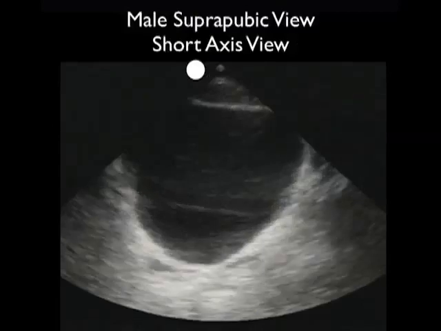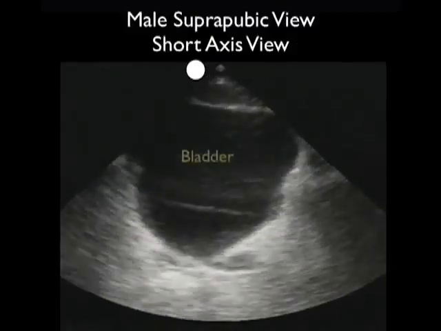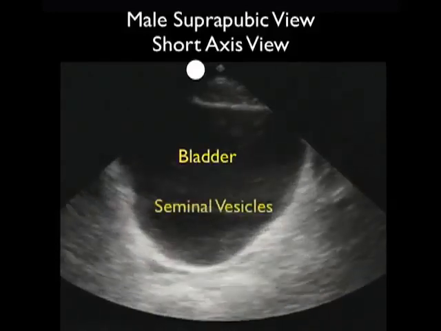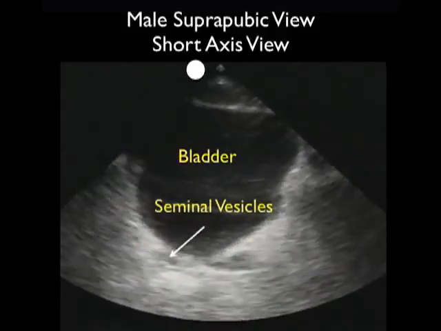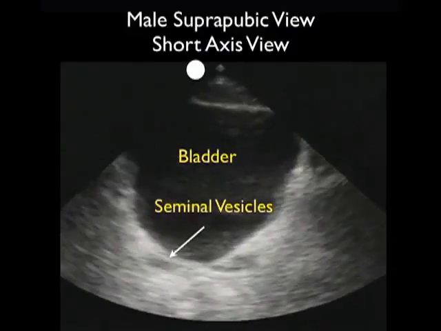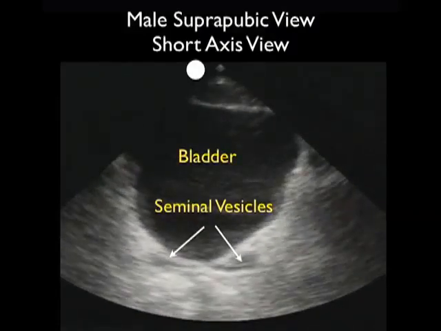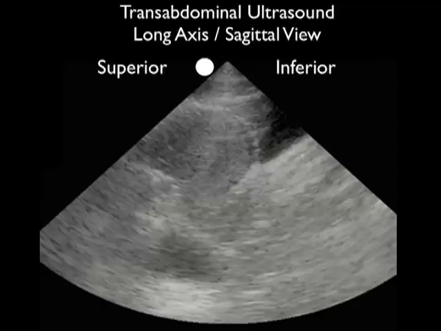Now let's inspect a video clip from a male, in this case a short axis view. We see a large bladder there anteriorly, and behind the bladder we see two tubular structures making up the seminal vesicles, a normal finding in a male. Now, if we're looking for free fluid behind the bladder, we'd be looking for a dark or anechoic fluid collection layering out behind the bladder. Notice this is a normal examination.